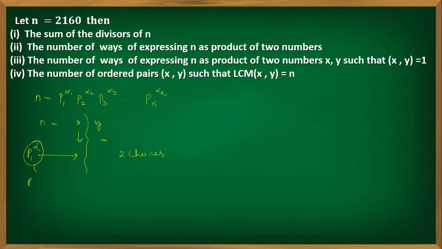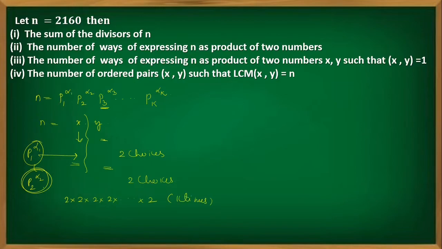Now similarly for p2 to the power of alpha 2, this p2 to the power of alpha 2 will be there in x or will be there in y. So p2 to the power of alpha 2 also has two choices. Likewise, for each and every prime, we will have only two choices. So for each prime you have two choices. Therefore 2 into 2 into 2, like this, how many times? How many primes are there? That many times. So 2 into 2, k times.